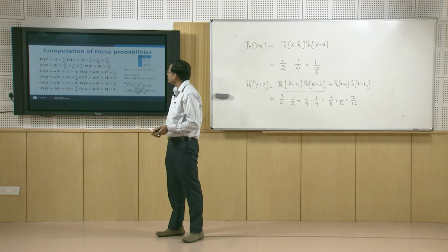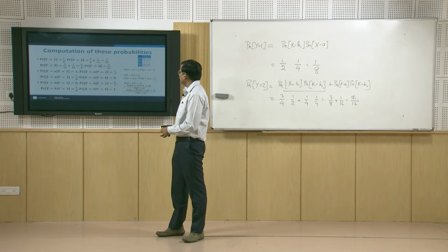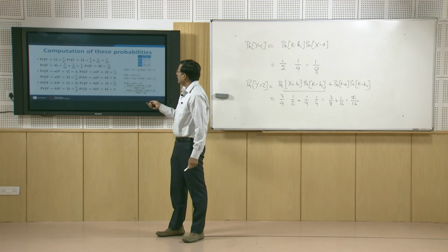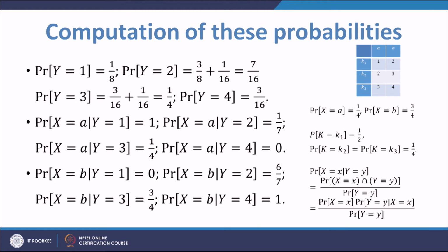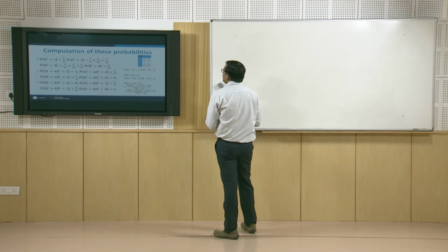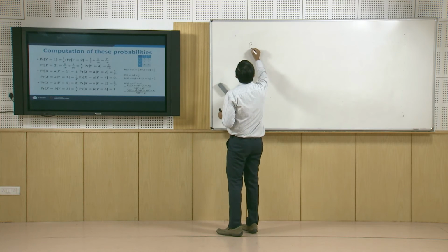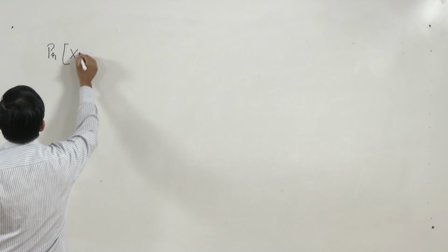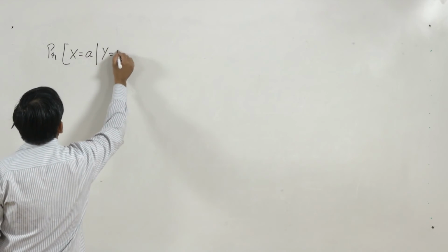Now, we can calculate all these probabilities in this way. Here I will show something else. Suppose I want to find the probability of x equal to a given y equal to 2. Probability of x equal to a given y equal to 2.